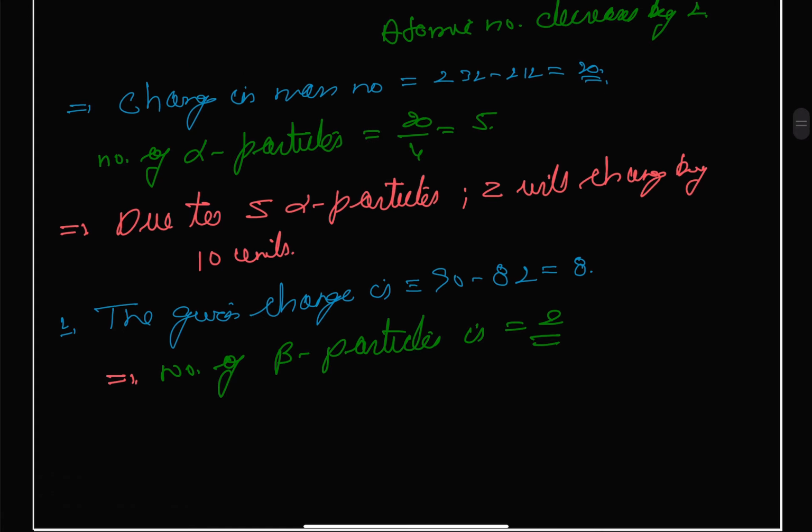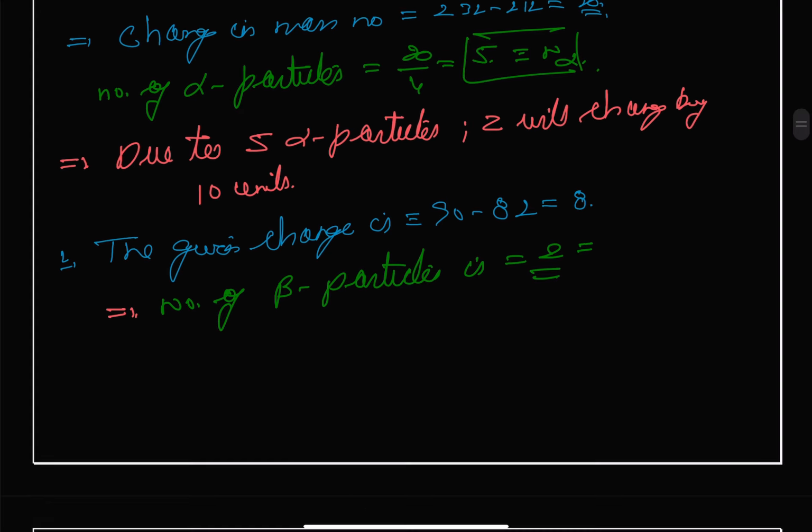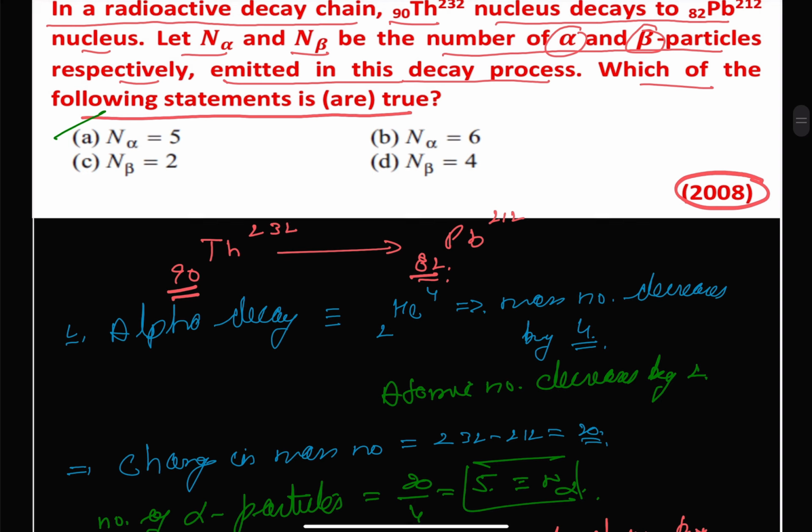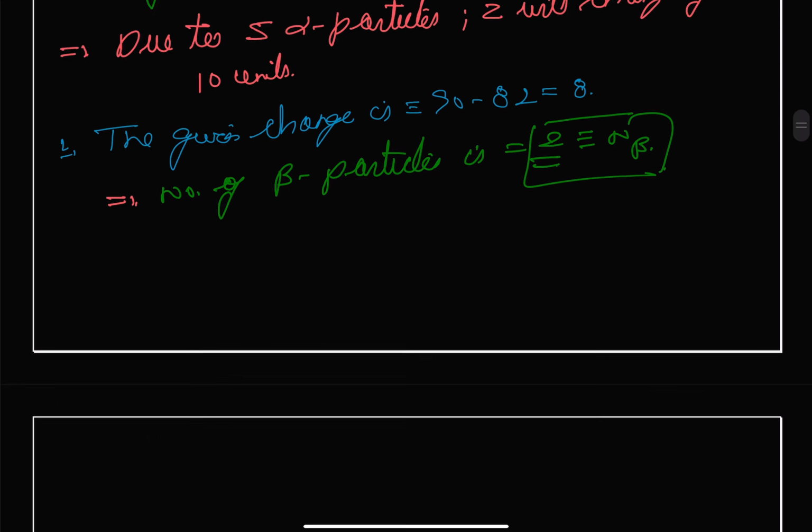So this is our number of alpha particles, and this is our number of beta particles. Alpha particles is 5 and beta particles is 2. So options A and C are correct. Next question.